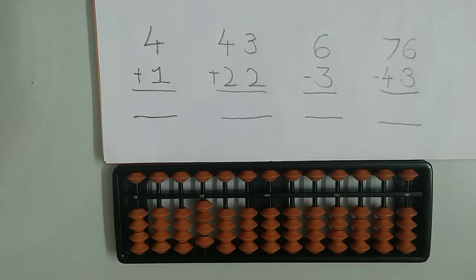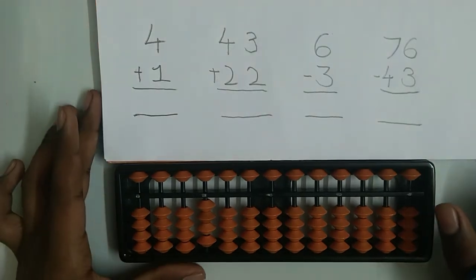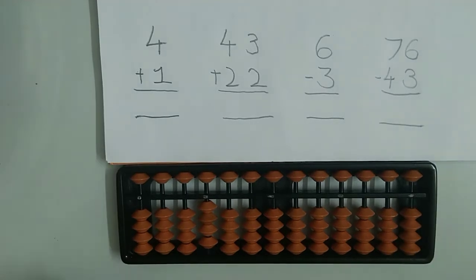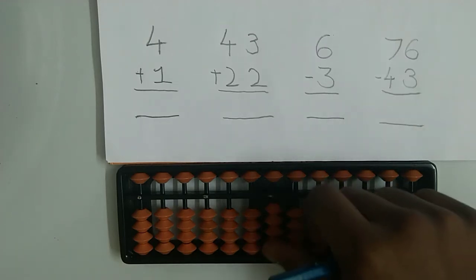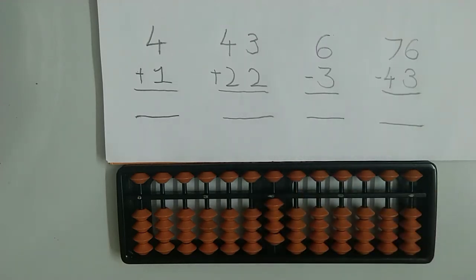Before starting today's class, let's have a small recap of the previous class. In the previous class, we learned the small friend concept. Now let's try the basic example, which is 4 plus 1. First we have to represent 4 on the abacus. Now we have to add 1.